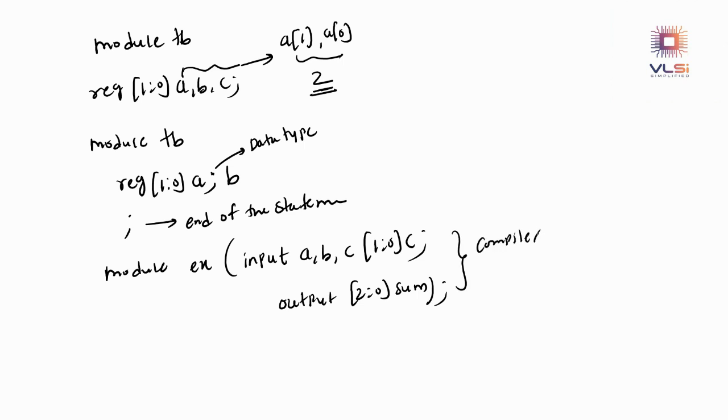Why is it a compilation error? Because this statement is ended with a semicolon. In the bracket, the statement should not end with a semicolon. To avoid this compilation error, you need to keep the comma. So comma, output. Also, if it is a different length, you need to initialize the input, like input c [1:0]. Like this, you need to initialize.